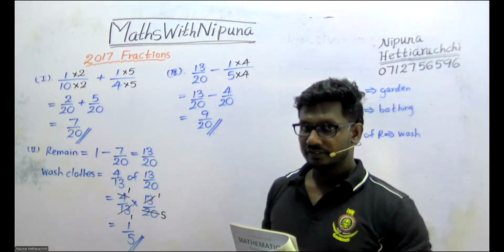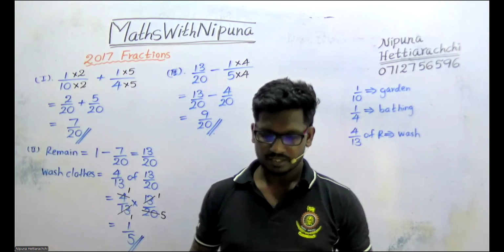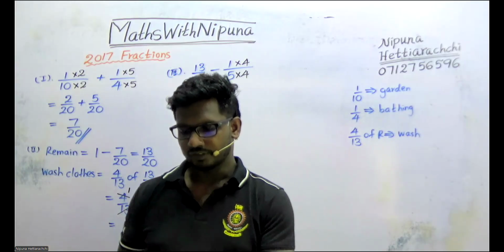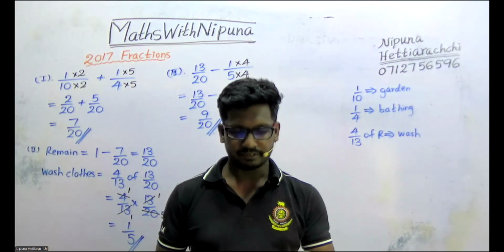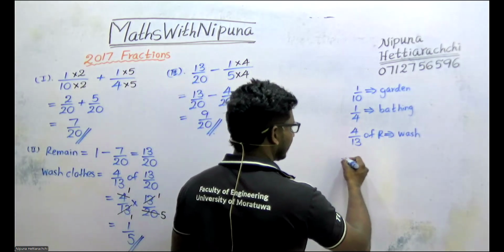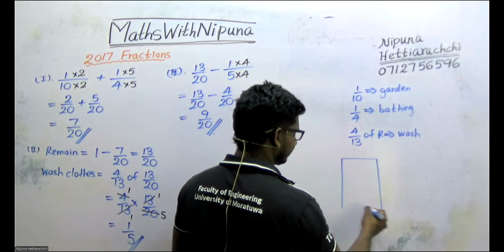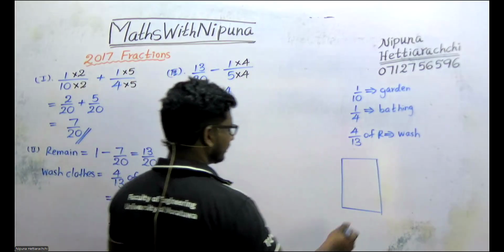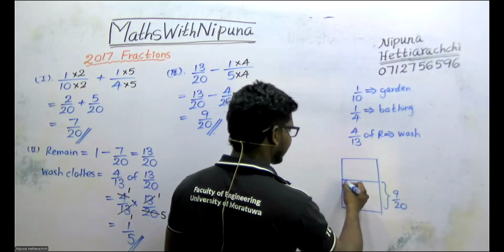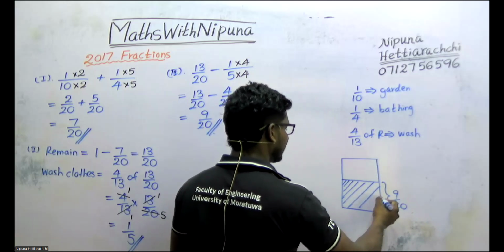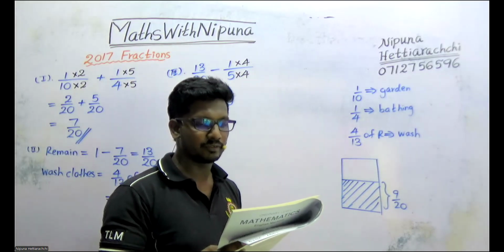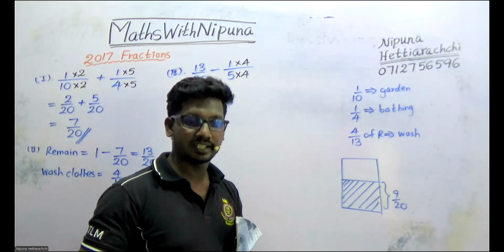This much of the fraction has remained, no? When another 500 liters of water is used for kitchen requirements, 1/4 of the tank remains filled. Find the capacity of the tank in liters. That means, if you consider the tank in this manner, what is the fraction remaining? 9 out of 20. Okay, this much of the fraction has remained. Now what happened? Another 500 liters has been used for kitchen requirements. Then 1/4 of the tank remains.